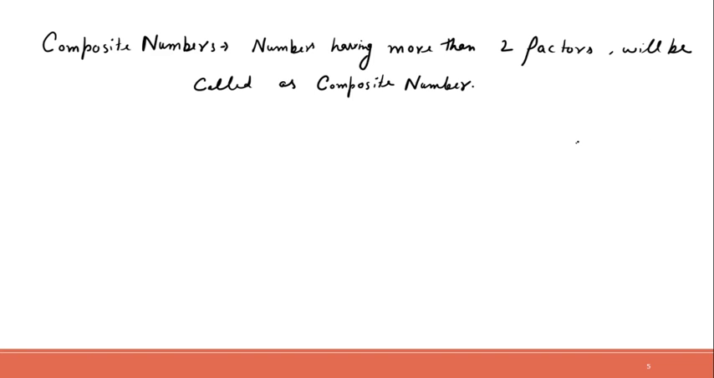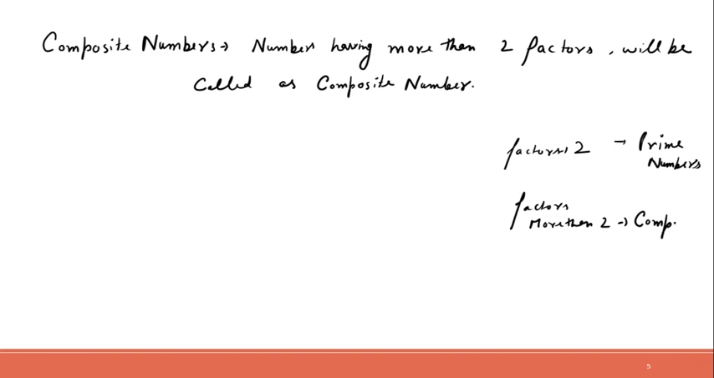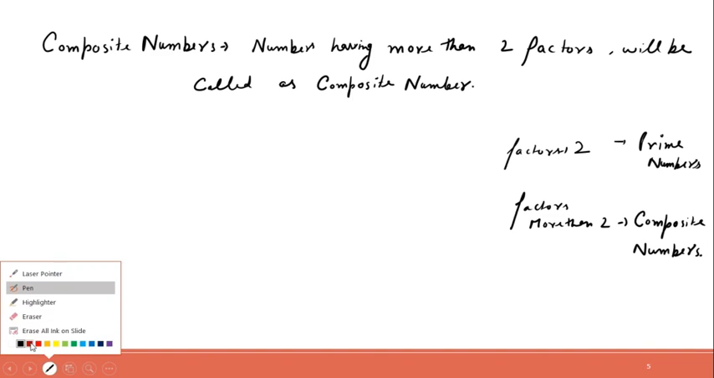Got it? That means if factors are 2, that means prime numbers. Factors more than 2, composite numbers. Got it?